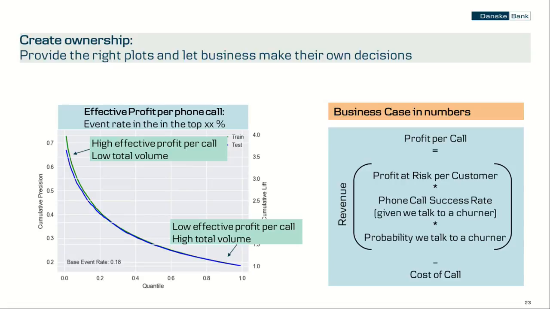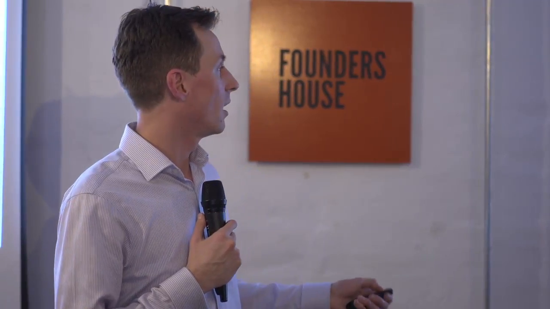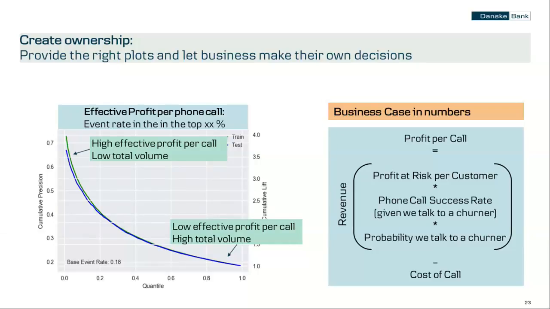And now, basically, this is exactly the plot that we've seen here before. Because now business can ask themselves the question, how many people should we call? And you can say, well, calculate it yourself. You know exactly where the breakthrough is, where the break even is. You can have a high effective profit per call if you call very few people. You can start calling more and more people. Then you have a low effective profit per call, but the total volume of people that you're calling is much higher.